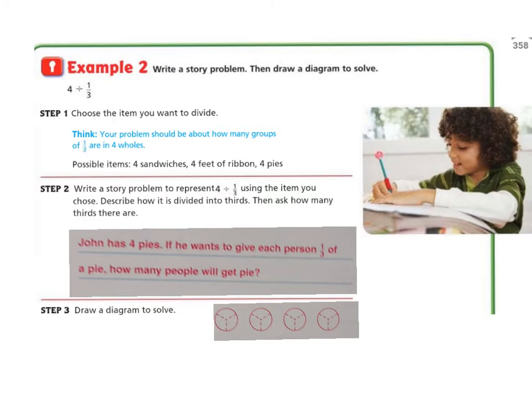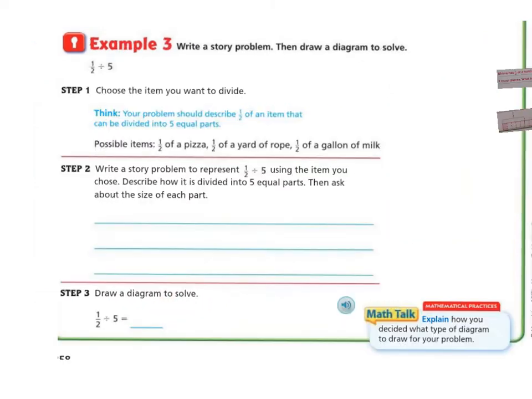Well, I've got 4 divided by 1/3, which equals 12. Because if I were to count up each little piece, I'd have 1, 2, 3, 4, 5, 6, 7, 8, 9, 10, 11, 12. So the answer is 12 people.